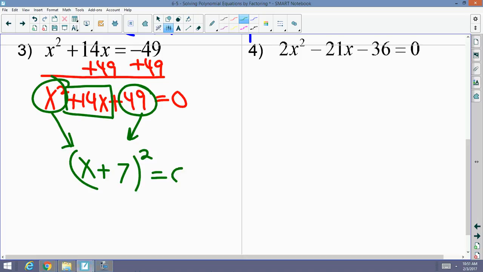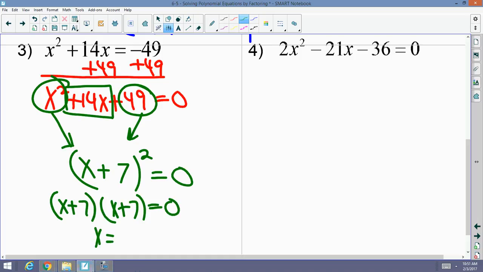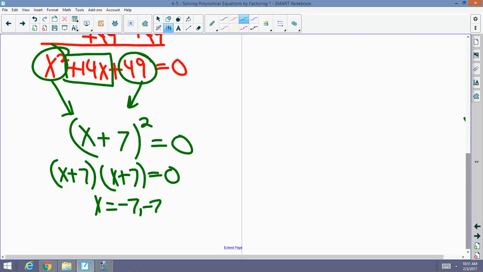Now, what does squared mean to you? You're multiplying it times itself, right? So technically speaking, this is x plus 7 squared equals 0. Technically speaking, x equals negative 7 and negative 7. Does it make sense to repeat it twice? No. So when you have what's called a repeated solution, you just put it once.